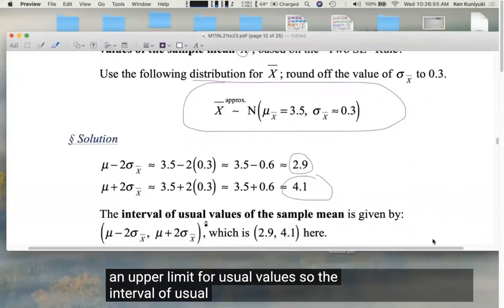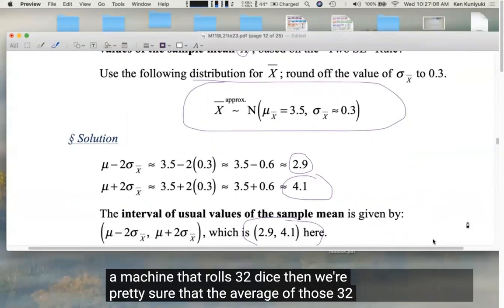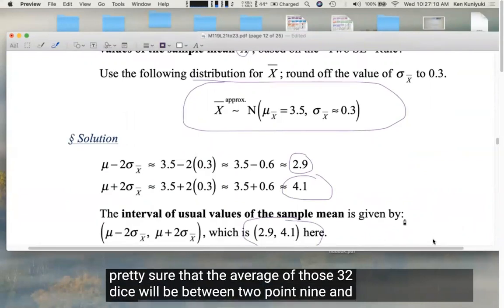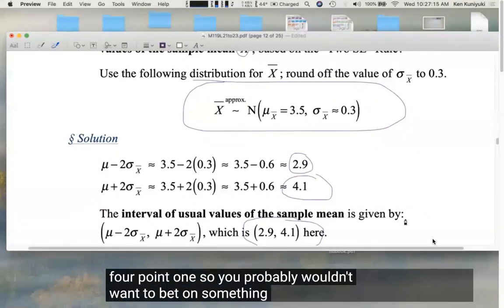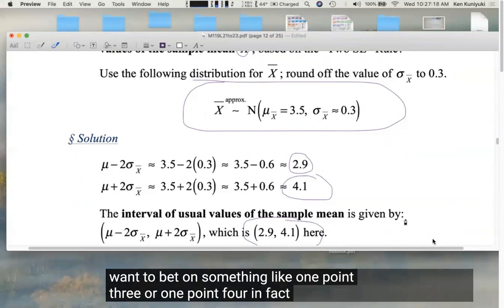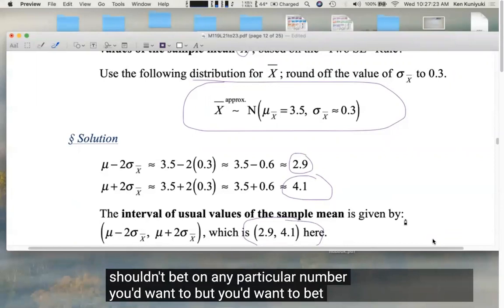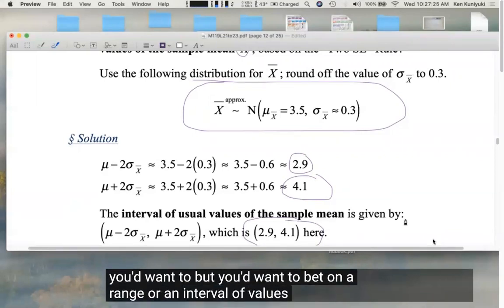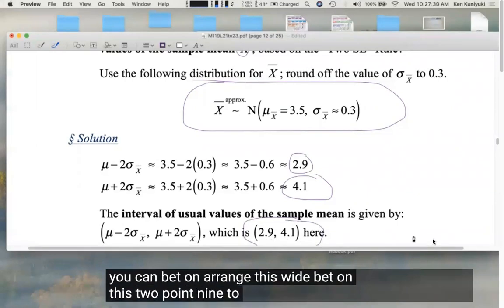So the interval of usual values of the sample mean is given by this interval from 2.9 to 4.1. If we have a machine that rolls 32 dice, then we're pretty sure that the average of those 32 dice will be between 2.9 and 4.1. So you probably wouldn't want to bet on something like 1.3 or 1.4. In fact, you shouldn't bet on any particular number. You'd want to bet on a range or an interval of values. Well, if you can bet on a range this wide, bet on this, 2.9 to 4.1.